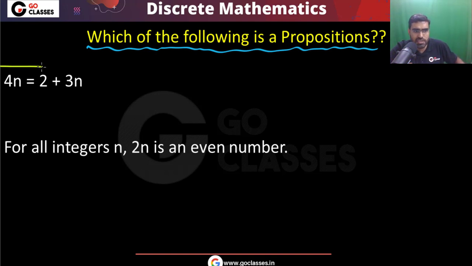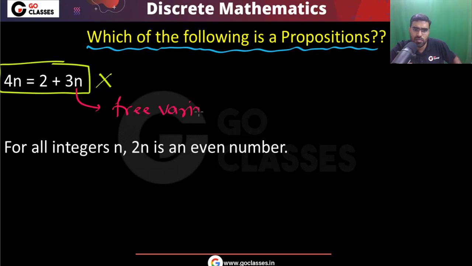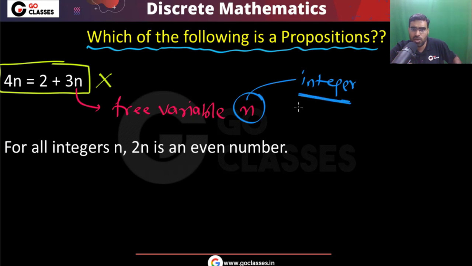We have already seen that this is not a proposition, clearly, because in this you have a free variable n. You know that there is a free variable n, and this n can take any integer value. Depending on the value n takes, this will be true or false. So basically we cannot assign true or false to this sentence, because it will depend on the value of n. And this n is a free variable.